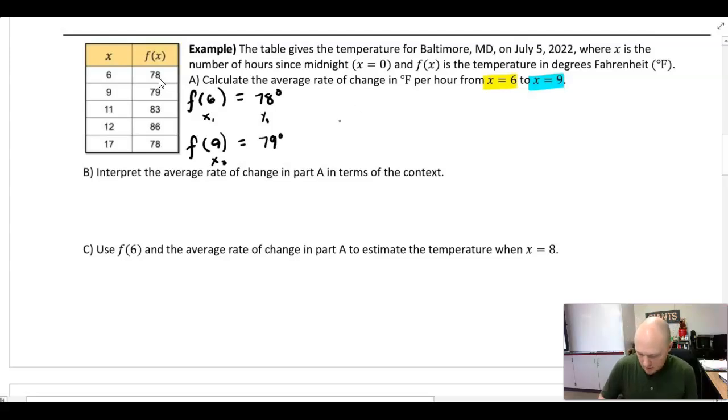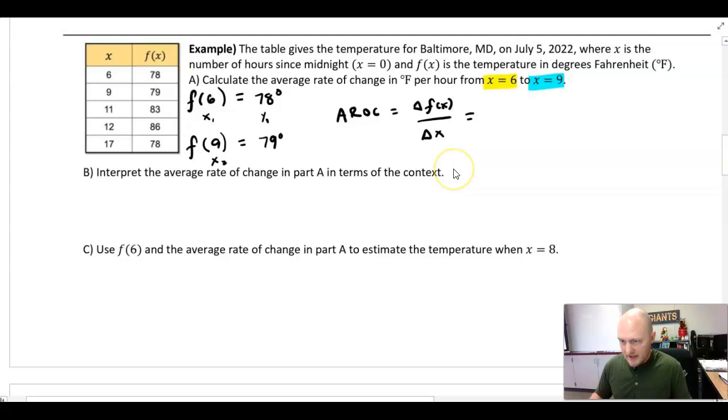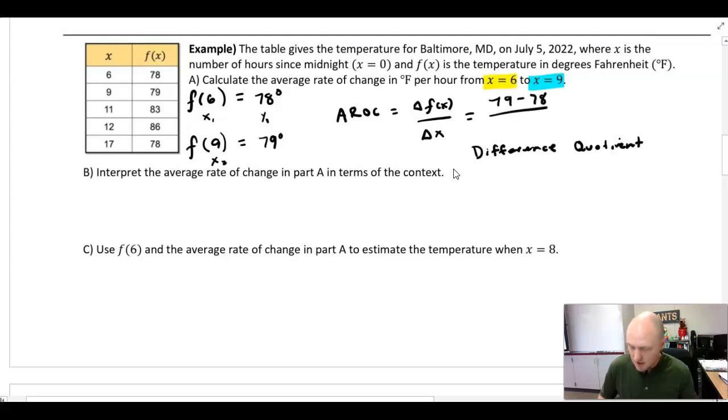Okay, so again, our average rate of change is going to be equal to delta f of x over delta x. Now for AP Precalculus, you always want to go ahead and set up a difference quotient, showing the difference in your outputs, which in this case is 79 minus 78, over the difference in your inputs, which is 9 minus 6. So we end up getting here 1 over 3, and this is degrees Fahrenheit per hour.